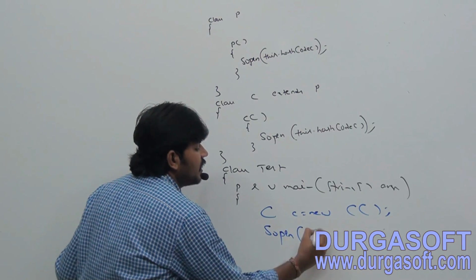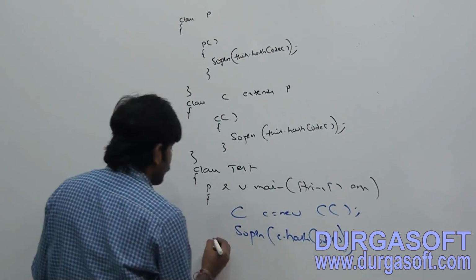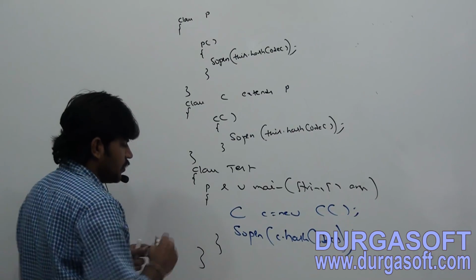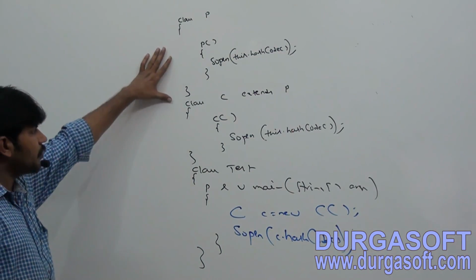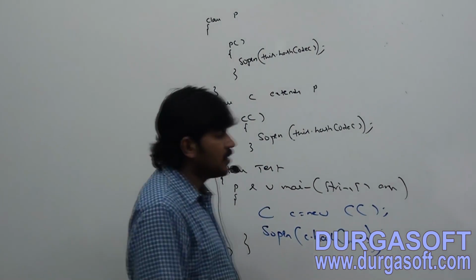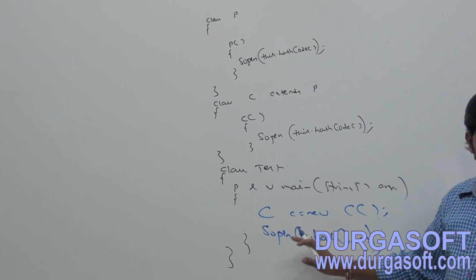System.out.println(c.hashCode()). Hey, child, what is your hash code? I am taking this at the end. Are you able to understand that? This is nothing but Child c = new Child(); SOP of c.hashCode() is what we are going to have. Clear for all of you, right?